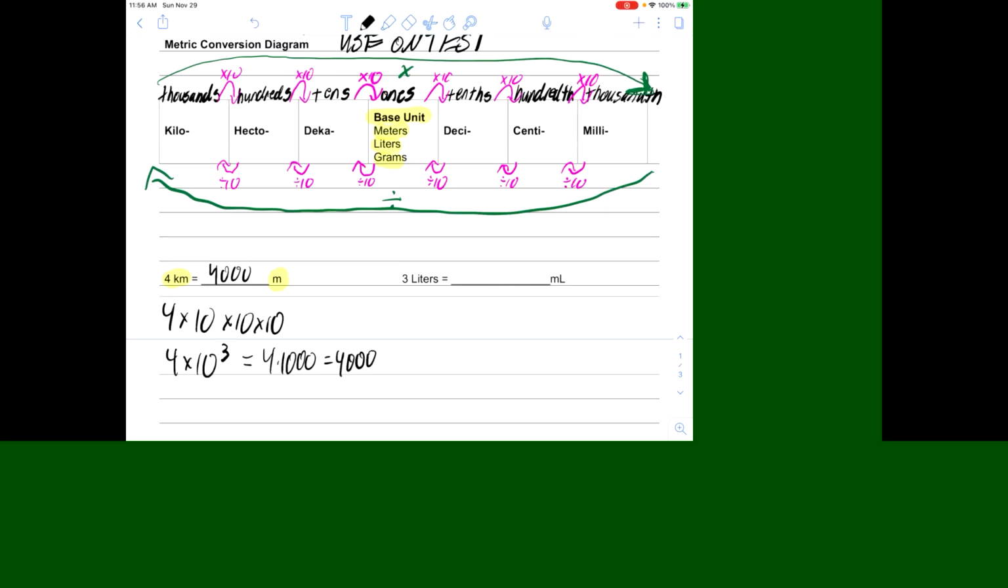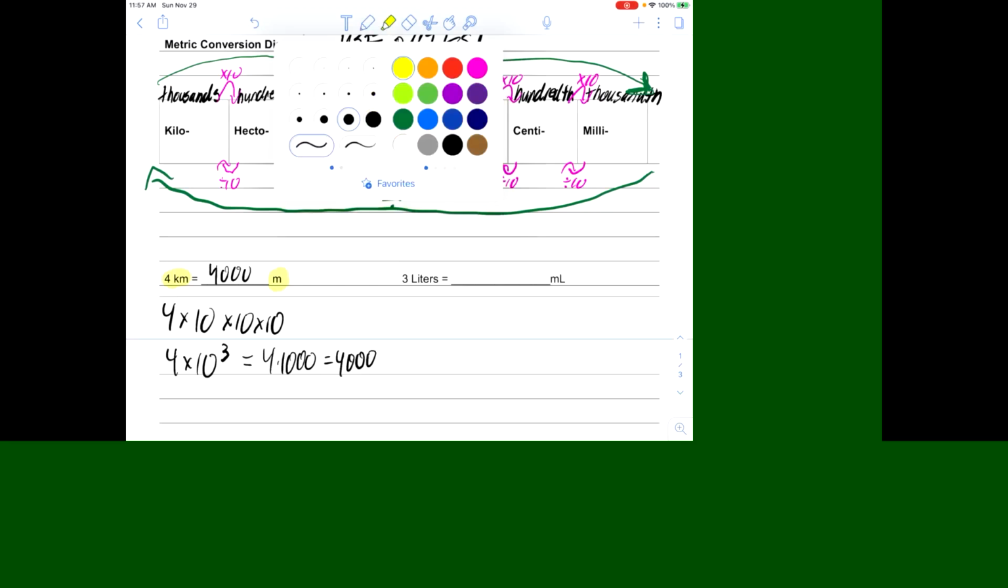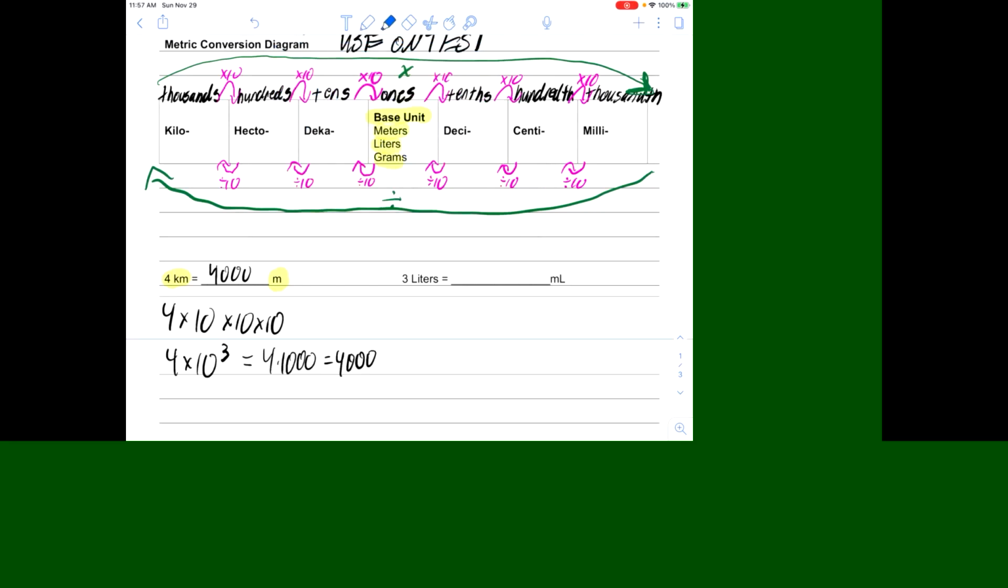Showing you this again. If I have 3 liters and I want to turn that into milliliters, okay? Once again, looking at my chart. Liters, that's here. This is my base unit. Milliliters is over here. So to get from liters to milliliters, I'm moving to the right and I'm going 1, 2, 3 steps.